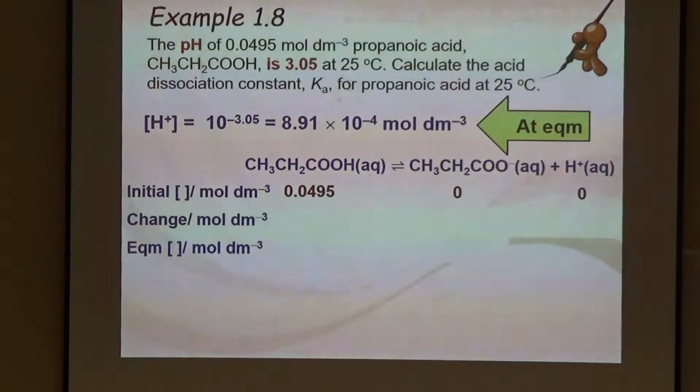So for the initial, you assume that initially it is 0.0495 for the acid, the HA. For the CH3CH2COO minus, the anion, it will be 0, and the H plus will be 0. So we are assuming this is before any dissociation has taken place.